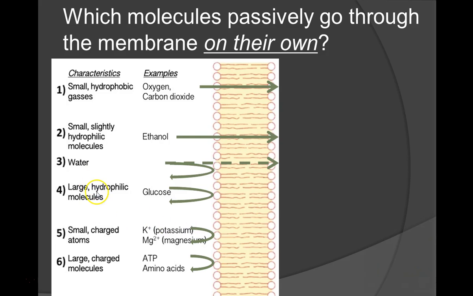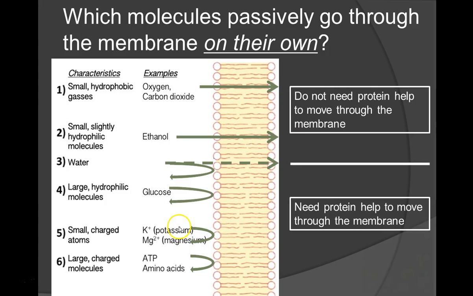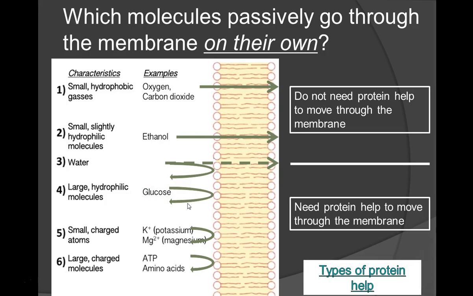And then you should have put for these other, both of these are large, can't get across, and this one is small, but it has a charge, and ions are very hydrophilic and they cannot get across. So that means that these here do not need protein help, but these at the bottom, we still want to get glucose across. It gives our cells energy, but it's got to have a protein to help it.